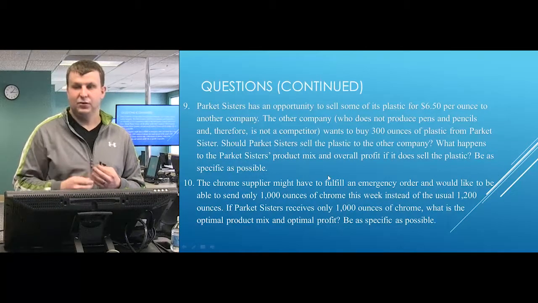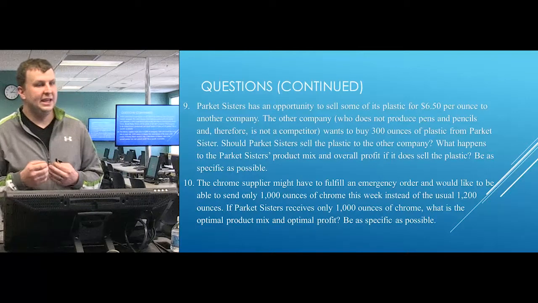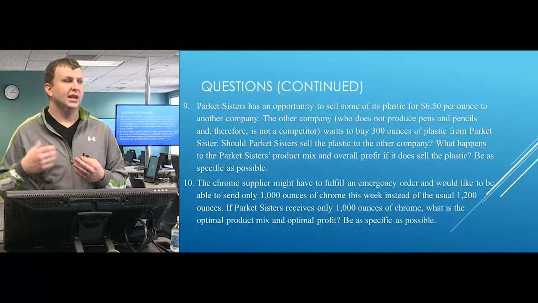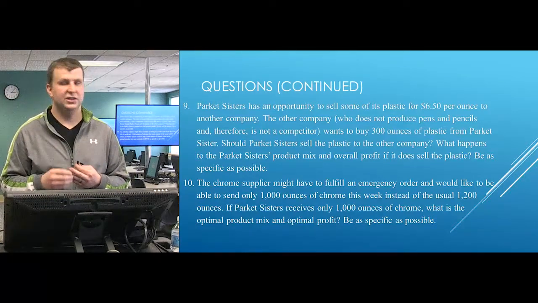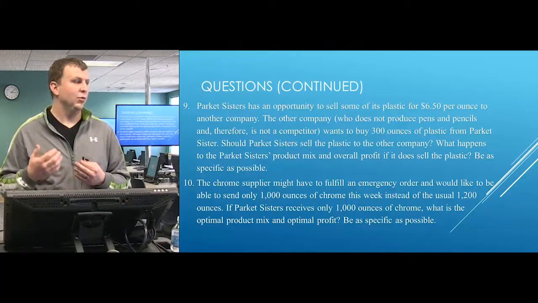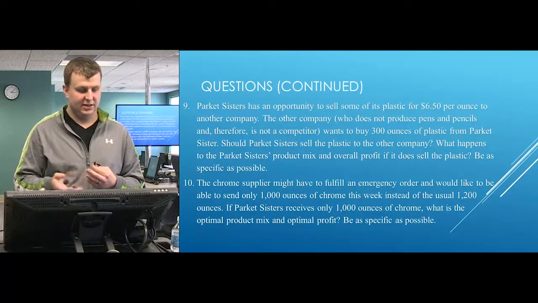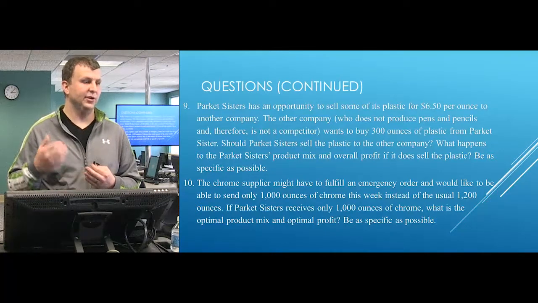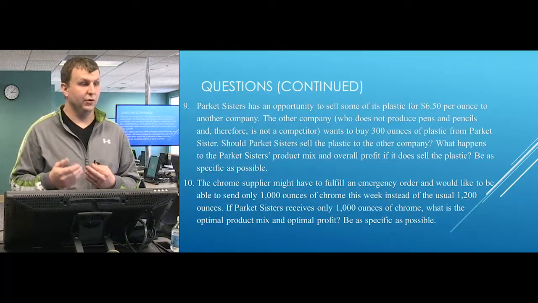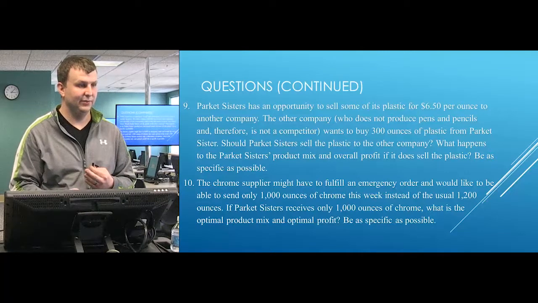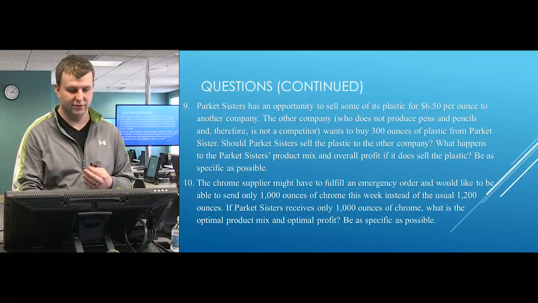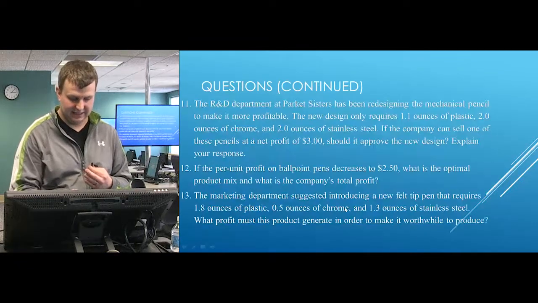And then question 9 is about if we have extras or have to sell some of our product to another company that's not a competitor, what will that do to our product mix? Number 10 is a question from the supplier saying, what happens if we can't fulfill your order? Will that hurt you? Is that a good thing? Can we do something? So how should Joe respond to that? Should he put a penalty in there? What should he do for that?